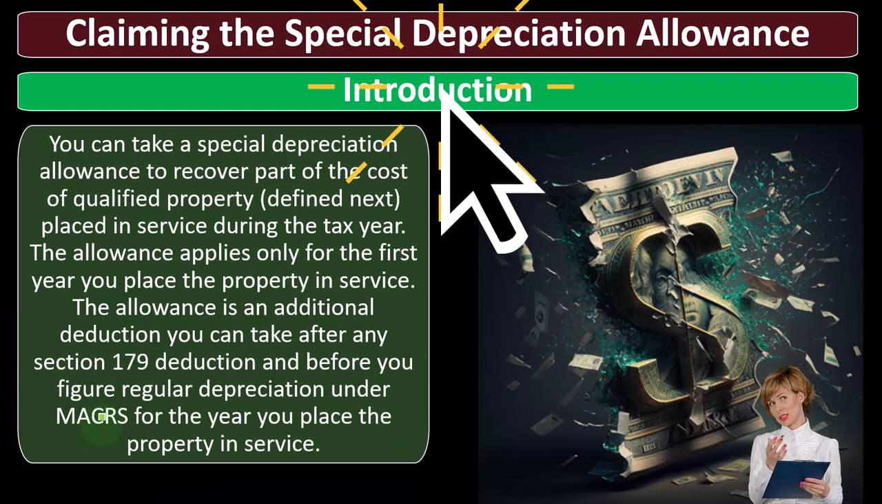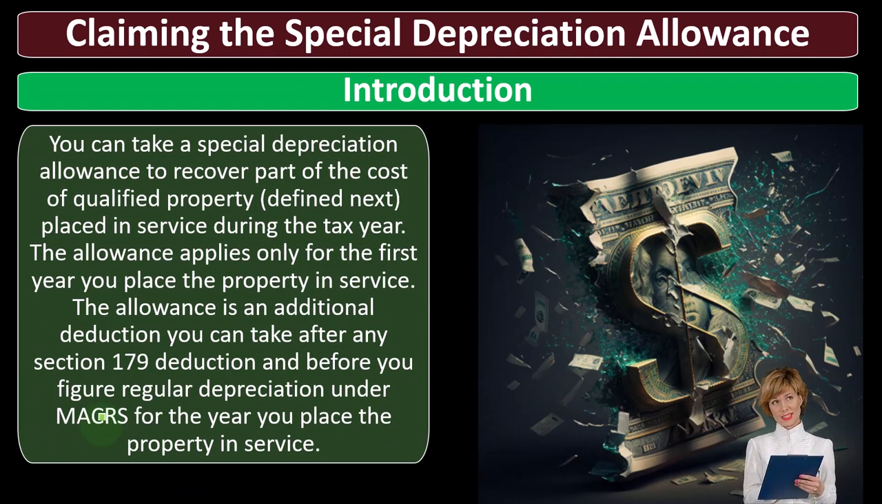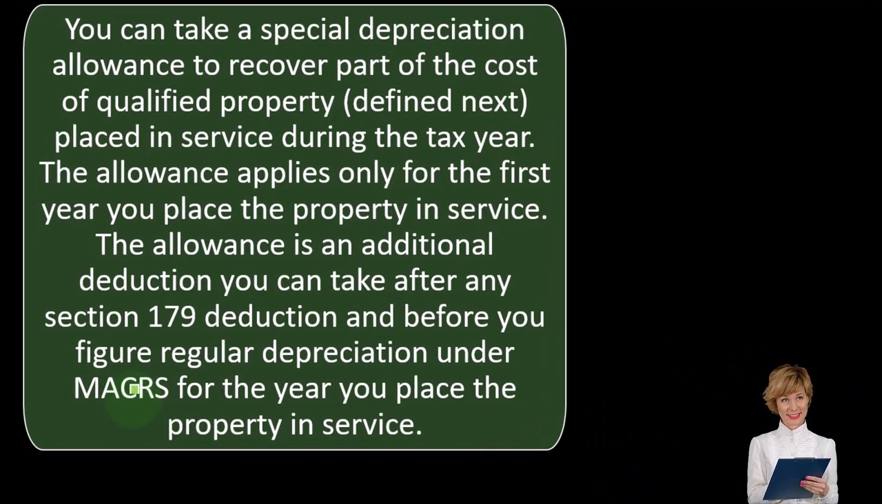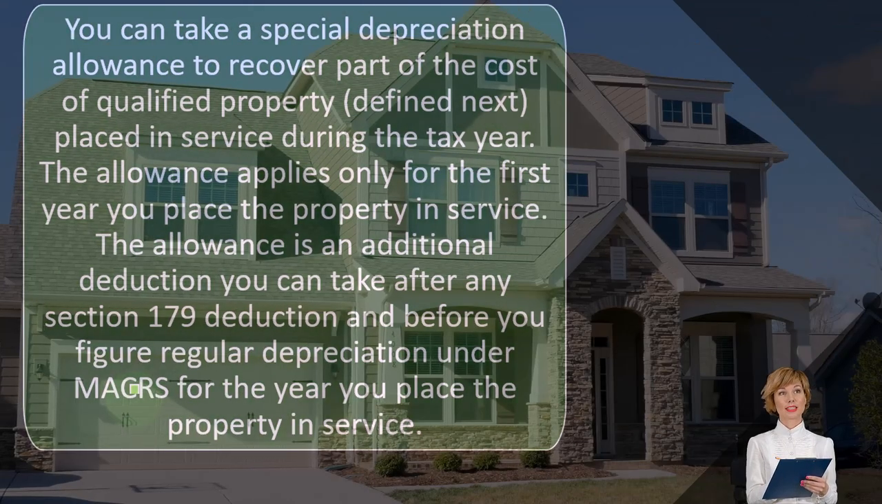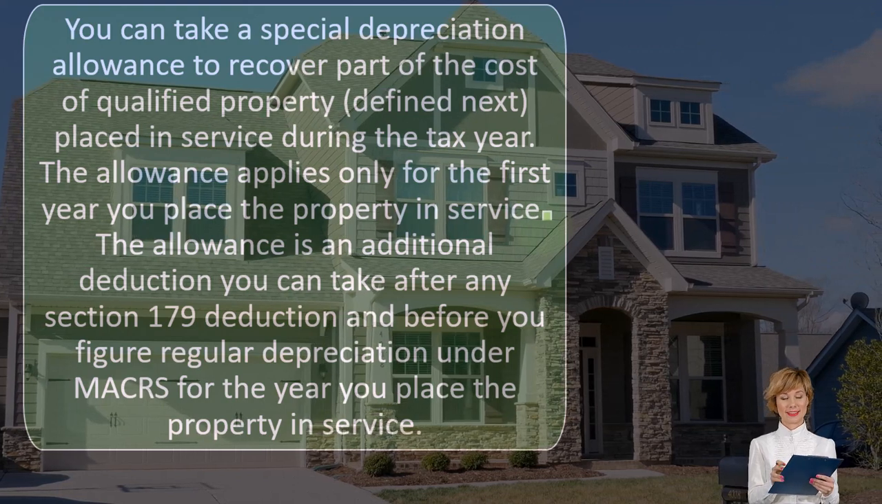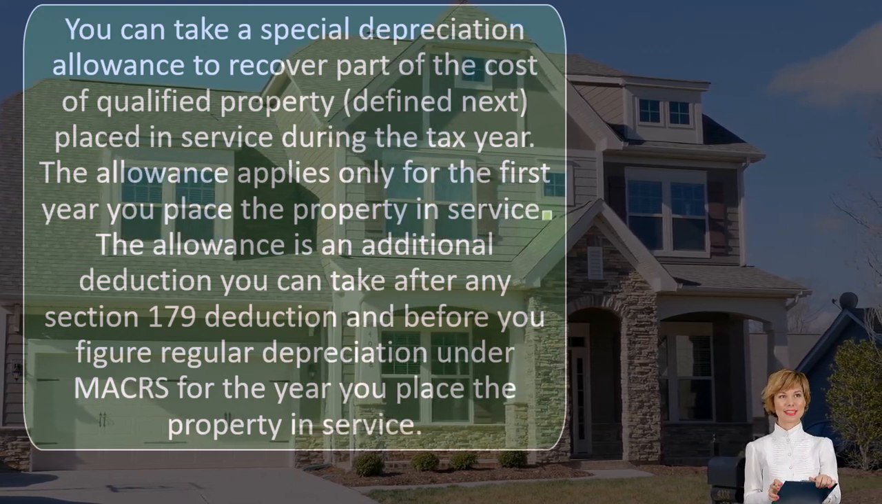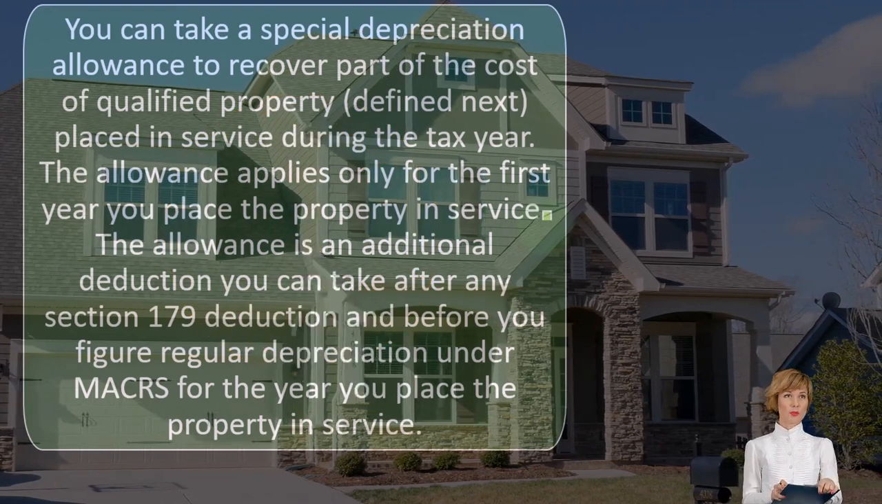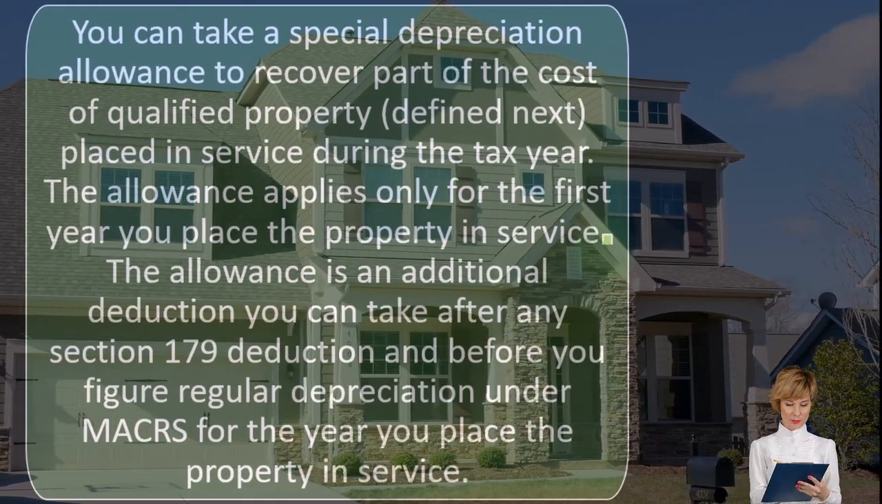Introduction. You can take a special depreciation allowance to recover part of the cost of qualifying property, defined next, placed in service during the tax year. The allowance applies only for the first year you place the property in service. So this is the point. It's like a big upfront type of deduction that you might be able to get for types of property that you would otherwise have to depreciate over the useful life of the property.